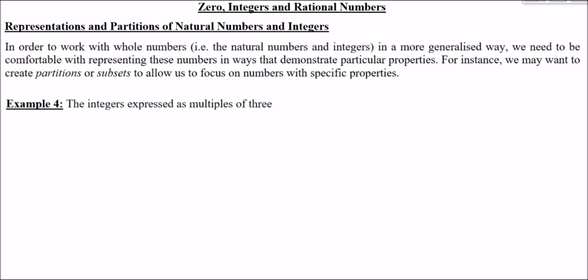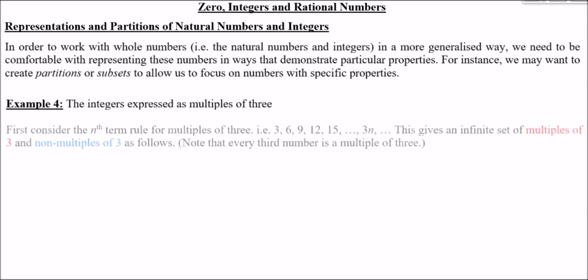Similarly, the integers can be expressed in different multiples. So considering even as being multiples of 2, we could express them in terms of multiples of 3, or indeed 4, 5, 6, and so on. So if integers are expressed as multiples of 3, first of all, what we'd need to do is to consider the nth term rule for multiples of 3. So in other words, it'd be 3, 6, 9, 12, 15. The nth term there is 3n. Again, that'll give you an infinite set of multiples of 3, and also within there will be non-multiples of 3. So you can think of every third number in the 3 times table as being a multiple of 3.